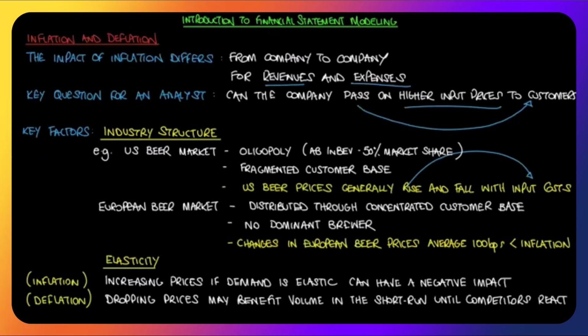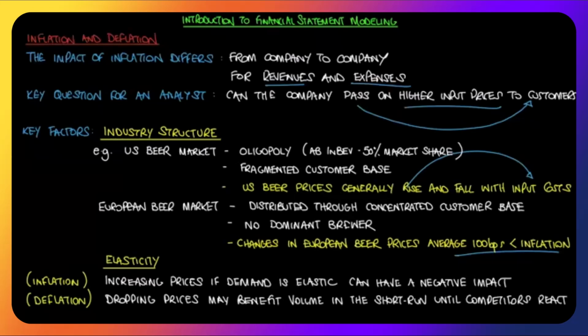European beer market, on the other hand, is distributed through a concentrated customer base. You have huge buyers like Tesco's. There is no big dominant brewer. So there's more power with the customer. Hence, it's more difficult to pass those increases on. And statistical analysis shows that changes in European beer prices tend to be below inflation, so they can't pass it all through, which is obviously going to hurt them.